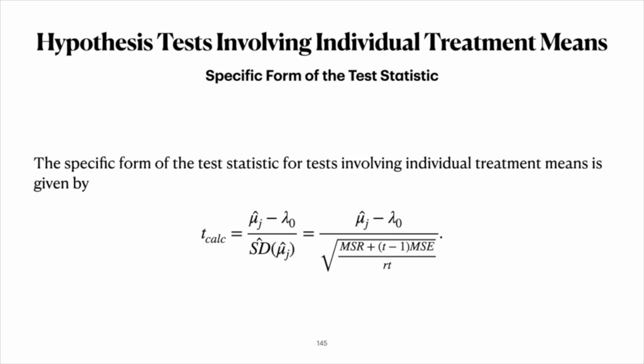The specific form of the test statistic for tests involving individual treatment means is given by this expression here. In the numerator, we have the difference between the estimated value of the treatment mean minus the hypothesized value of the treatment mean. Then we divide that difference, as we always do, by the estimated standard deviation of what's in the numerator. In that case, that would be the square root of the mean square for blocks plus t minus 1 times the mean squared error, divided by r times t. So that is the formula for the test statistic when we're testing hypotheses about a single, or individual, treatment mean.